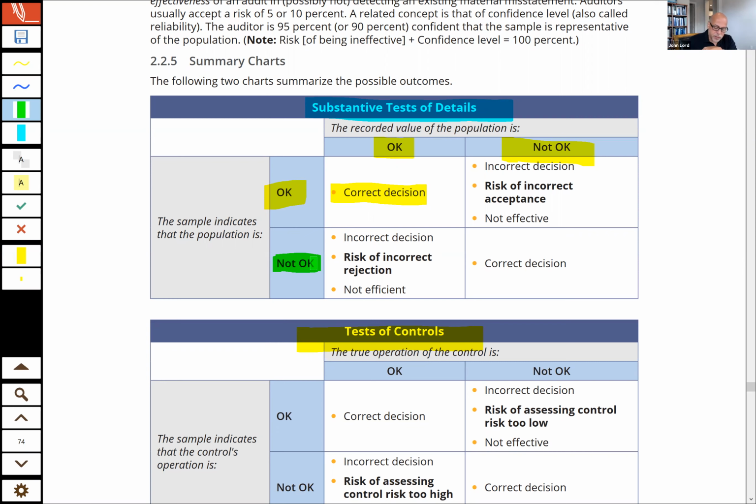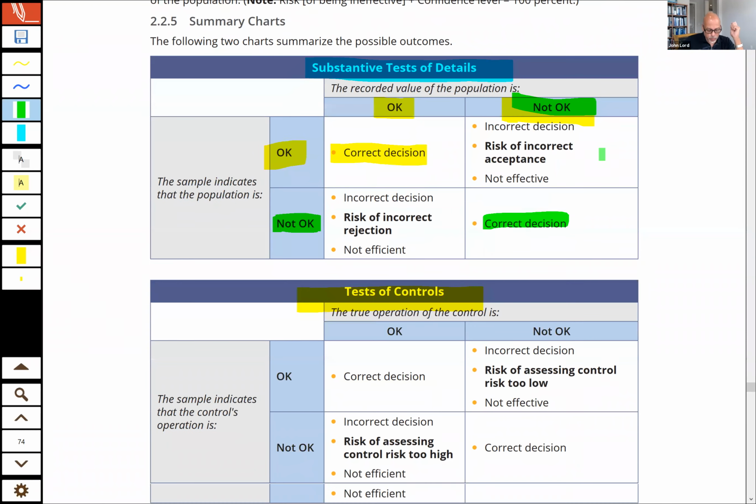Now, looking at the next row here, if the sample indicates that the population is not okay and it's really not okay, that's a correct decision. If the sample indicates that the population is not okay when it actually is okay, the examiners tell us that we have suffered the risk of incorrect rejection and our audit is not going to be efficient. Remember, if we believe there's a material misstatement in those financial statements, we will keep working to figure out what the nature of the misstatement is, how much it is, and what sort of adjustment we want. Eventually we'll come to the correct conclusion that there's not a misstatement after all. We just don't get there very efficiently, so our audit will not be as efficient.